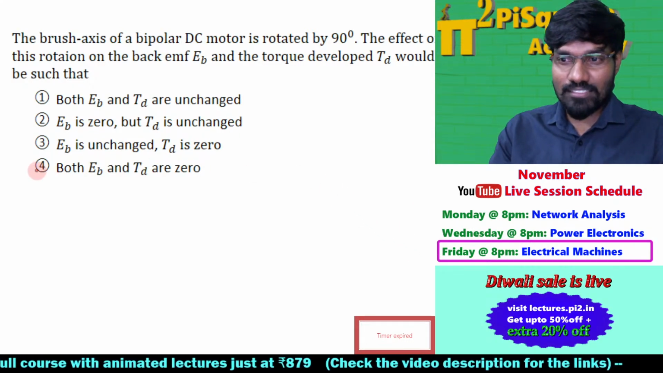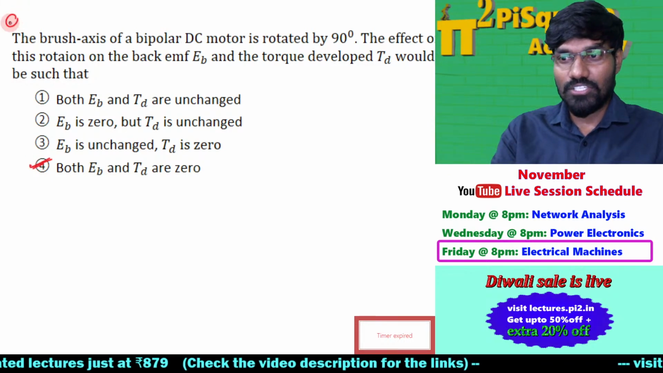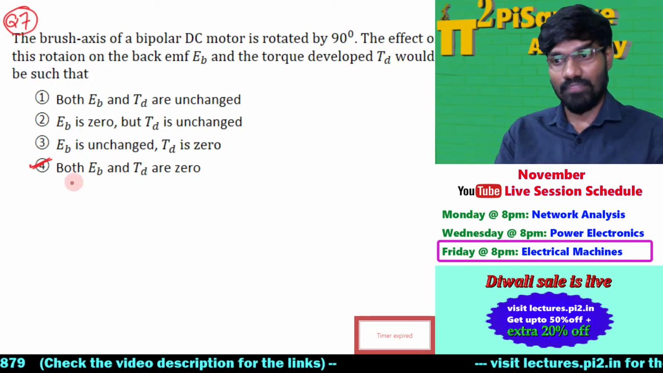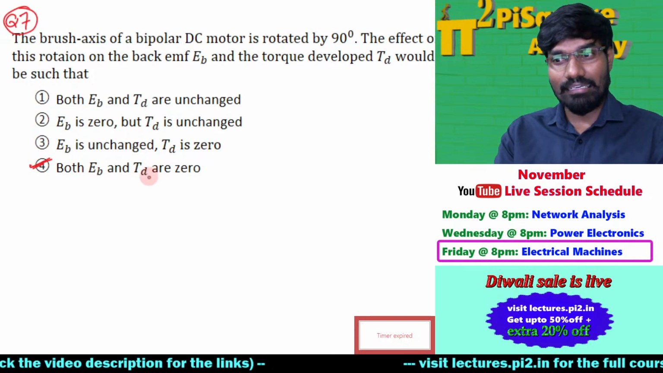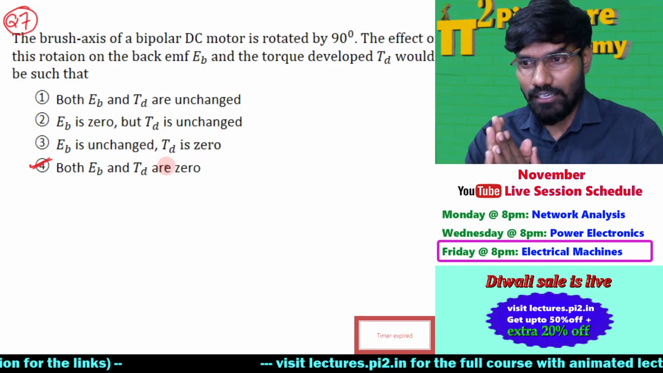So the answer for this question is yes, both. Question number 7, yes, it's a tricky one, a good one. Okay, both ED and TD are 0. Careful here.